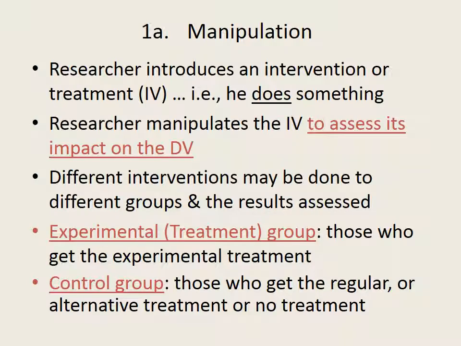So the researcher introduces an intervention. We manipulate the independent variable, and I always think of the intervention as the independent variable. That helps me to remember the independent variable, and we're assessing that to impact the dependent variable. So the dependent variable is always the outcome. So different interventions may be done to different groups and the results assessed. The experimental group is the treatment group, so that's who's going to get the intervention. And the control group is who should not be getting any kind of treatment. This is who should be getting either an alternative treatment or a placebo or no treatment at all.